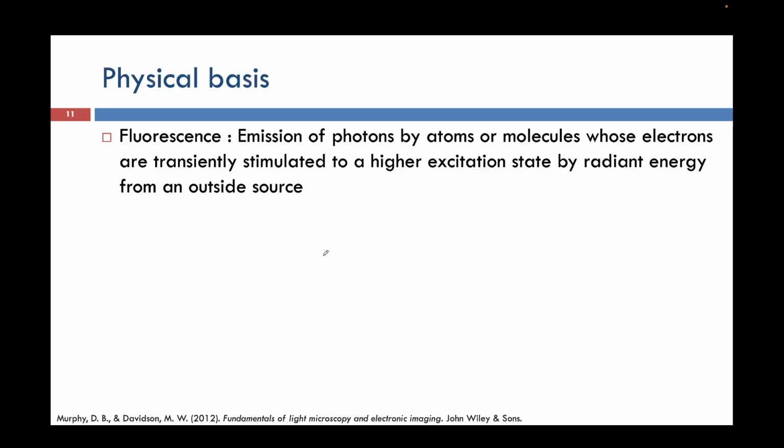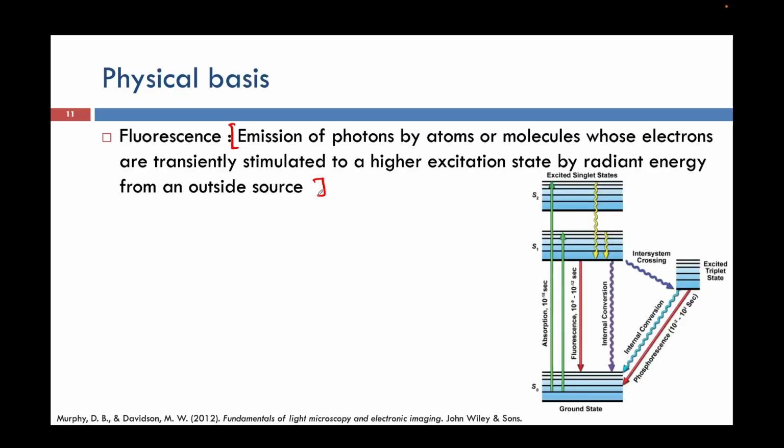Fluorescence means emission of photons by atoms or molecules whose electrons are transiently stimulated to a higher excitation state by radiant energy from an outside source. So this is the textbook definition of fluorescence. But if we want to visualize what fluorescence radiation means, it's simple. Let's say my object is here, and I am impinging some incident light, and this incident light is carrying some amount of energy, and this energy somehow is transferred to some of the atoms in this object.